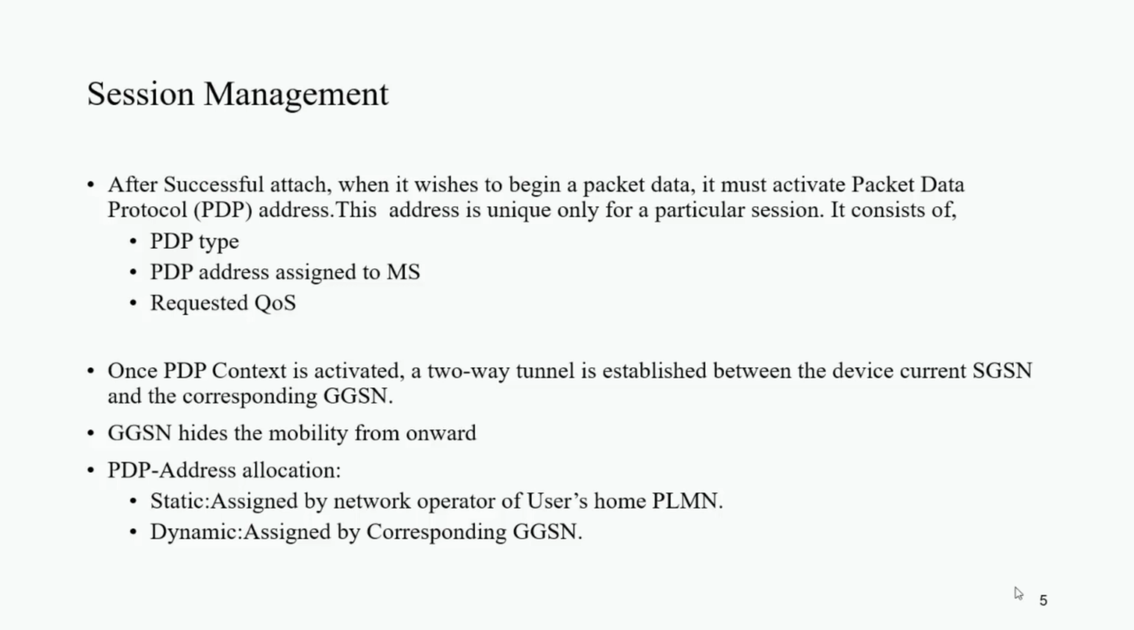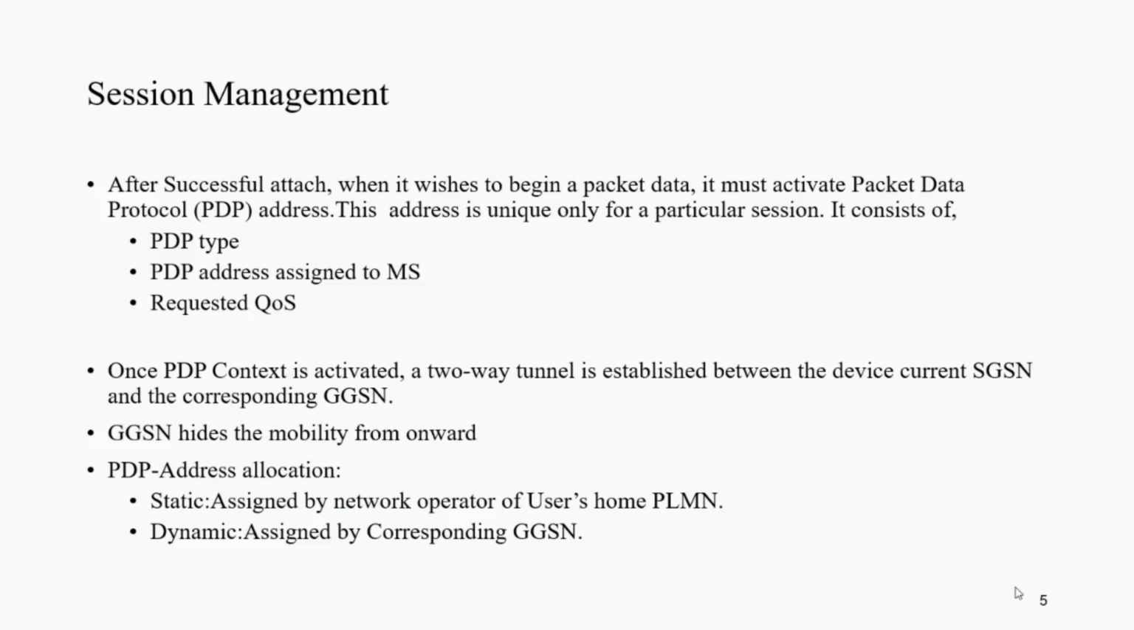Then in this PDP context, we also have to specify the destination gateway address, and the gateway that is used in the GPRS to send data to any other destination is the GGSN. So we also have to specify the GGSN, that is, in which particular GGSN the user is situated. And once this PDP context is activated, then a two-way tunnel is established between SGSN and GGSN. The purpose of the established tunnel is that when the user transmits data, it reaches the GGSN through the SGSN.